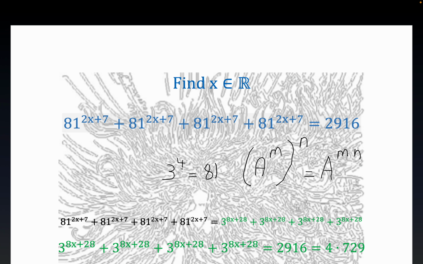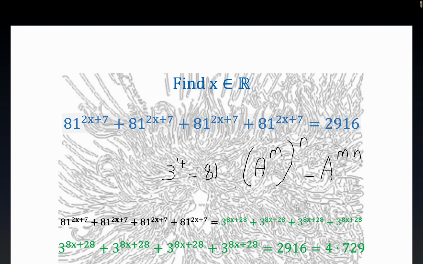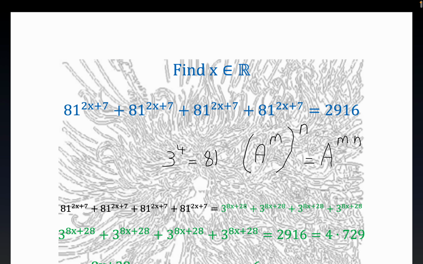Now both of these facts came into play here. 81 got replaced with 3 to the 4th, and then the 4 got multiplied against the 2x to give 8x, and 4 times 7 is 28, and of course that happened 4 times. So these are the two truths that led, here's our original equation, it led to this transformation right here. Okay, now let's keep going.